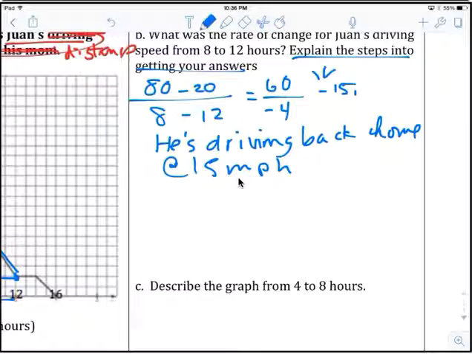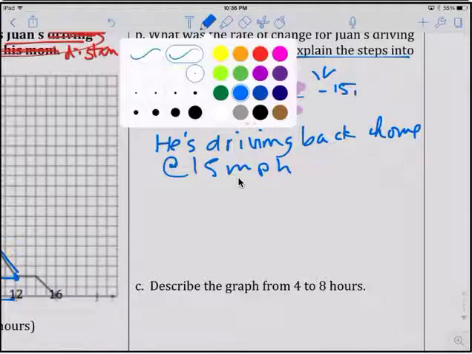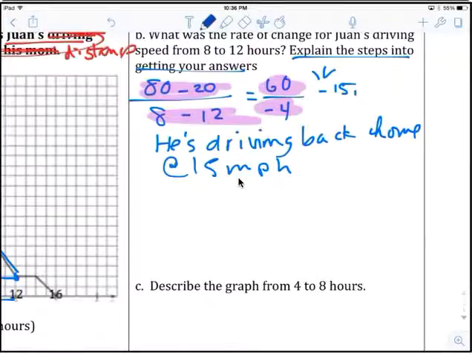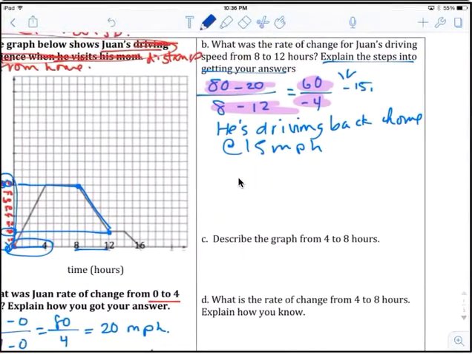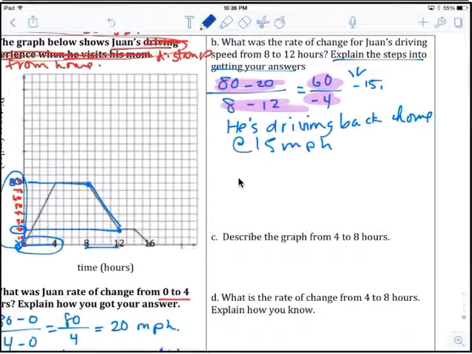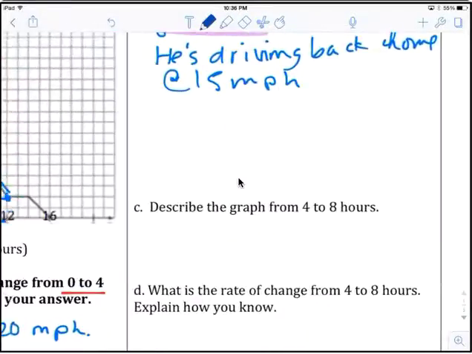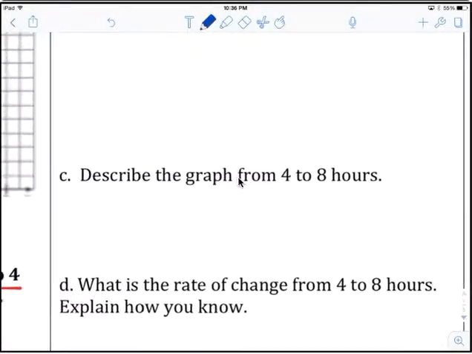Explain the step in getting your answer. You divide the change in distance over the change in time to get your answer. Describe the graph from 4 to 8 hours. Horizontal graph with a rate of change of 0.